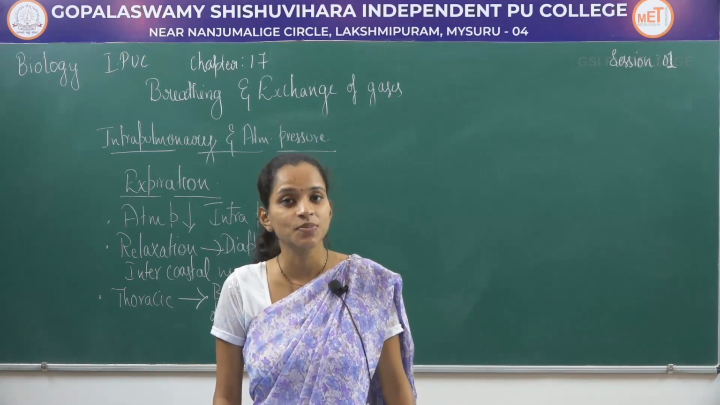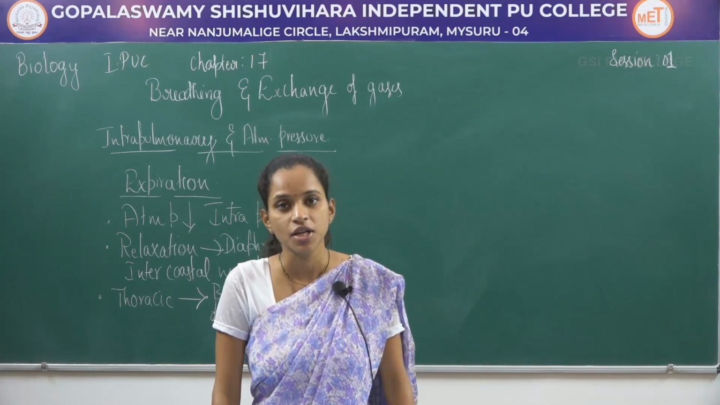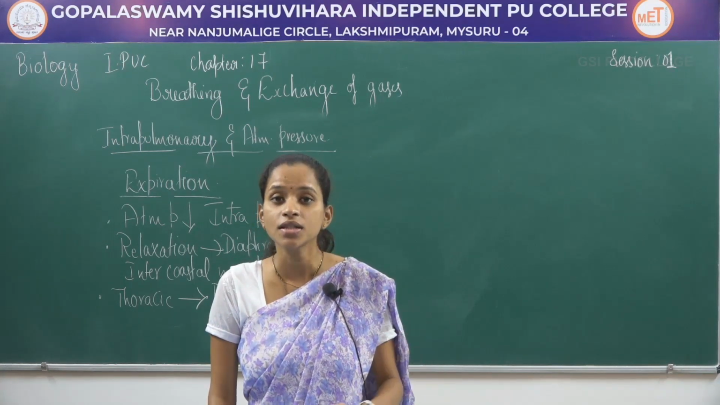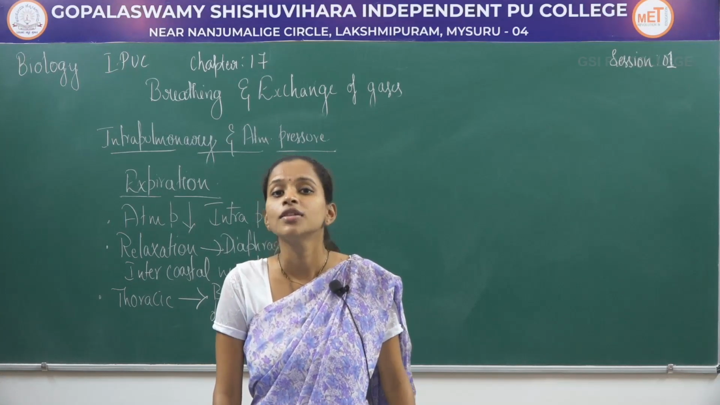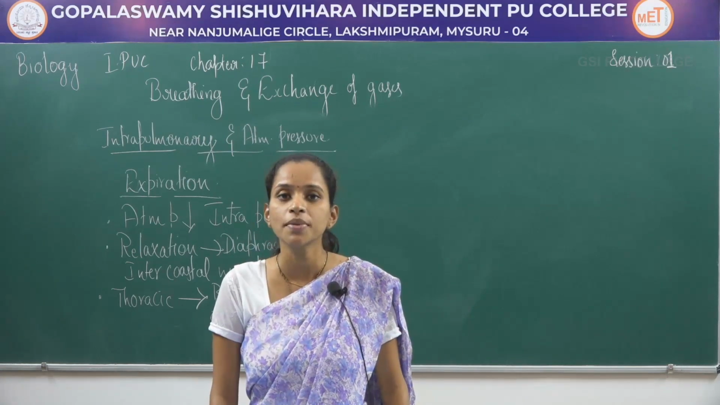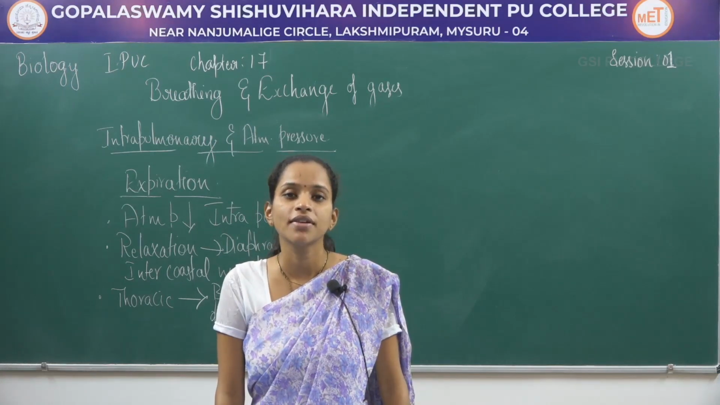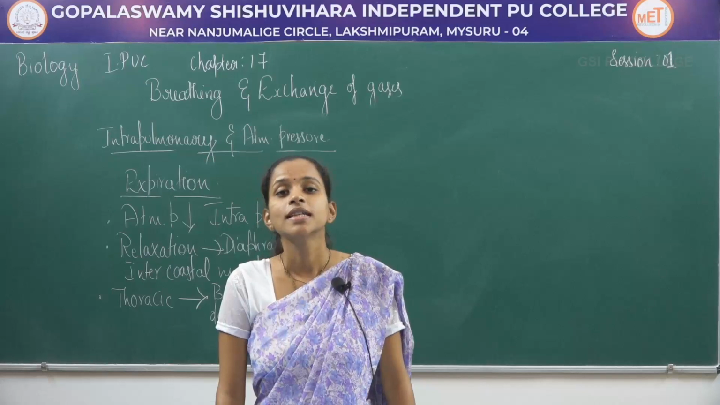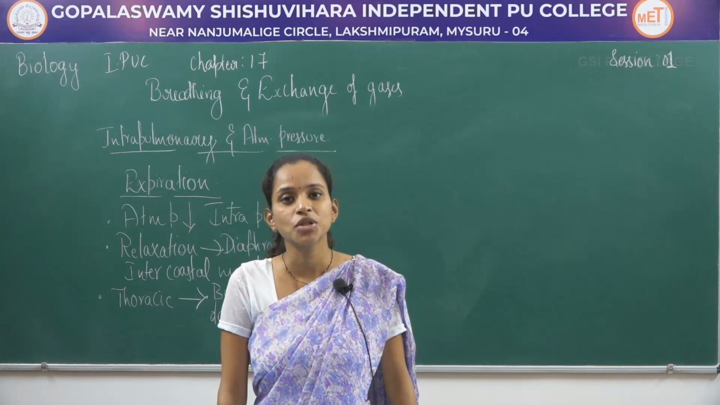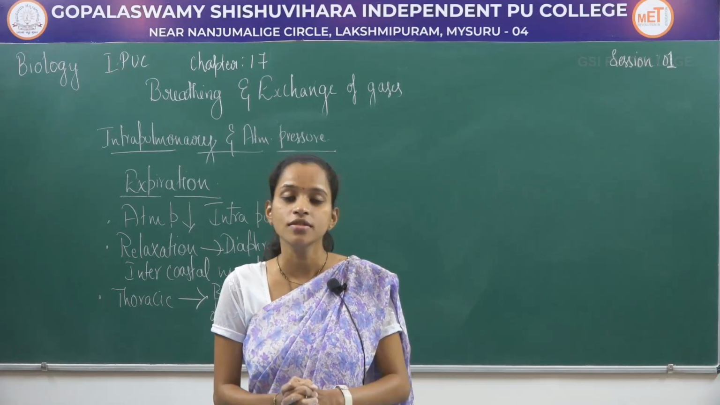Next process will be expiration, where the intrapulmonary pressure should be more compared to the atmospheric pressure. During this process, the air from the lungs should be pushed out into the atmosphere. For this purpose, there will be relaxation of the diaphragm, which retains its dome shape, and the intercostal muscles also relax, where the movement of the thoracic cavity will be downwards and backwards. This reduces the pulmonary volume and increases the pulmonary pressure, so that there is exchange of gas between lungs and atmosphere. This is how the mechanism of respiration takes place.